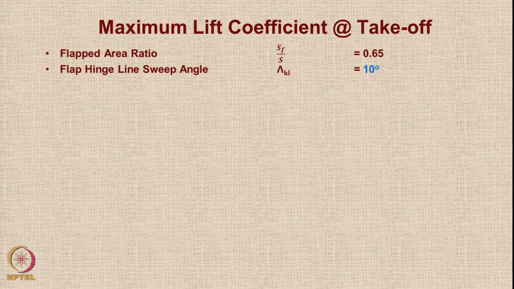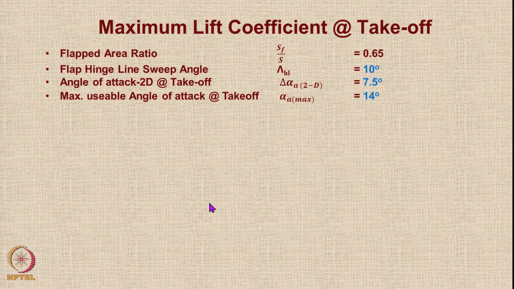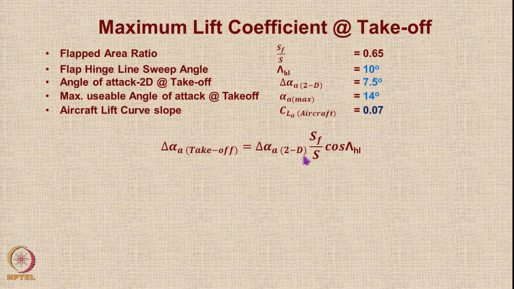From literature given in the textbook, or you can say back calculated from some number in the textbook, we have determined that the angle of attack 2D at takeoff is 7.5 degrees. And as I mentioned to you, the maximum usable angle of attack at takeoff is 14 degrees. The aircraft lift curve slope was determined as 0.07 per degree. So, delta alpha takeoff is delta alpha 2D multiplied by SF by S and cos lambda H.